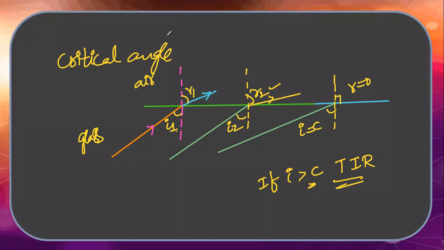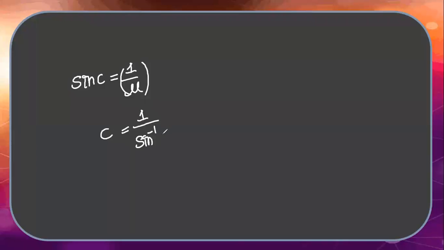and total internal reflection relation. So for the critical angle, sin C is equal to 1 by mu, or C is equal to sin inverse of 1 by mu.